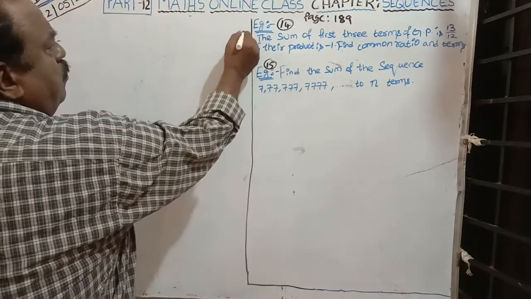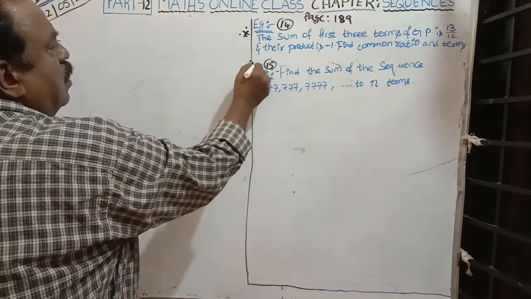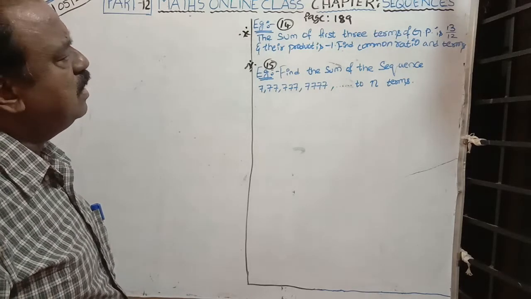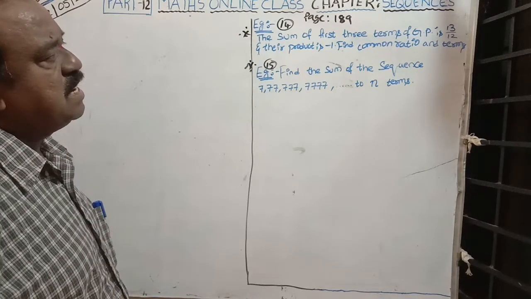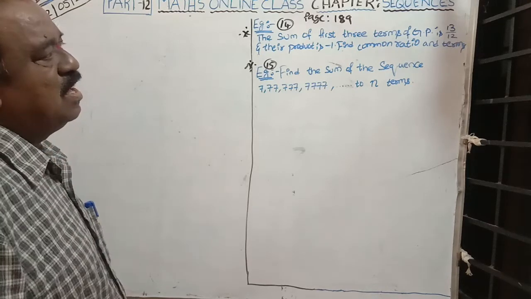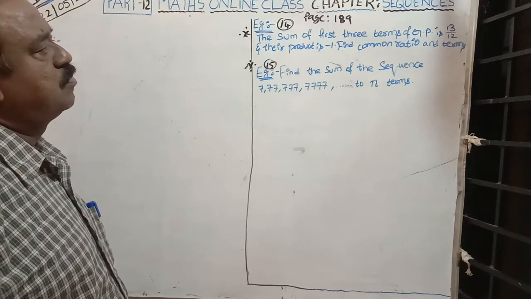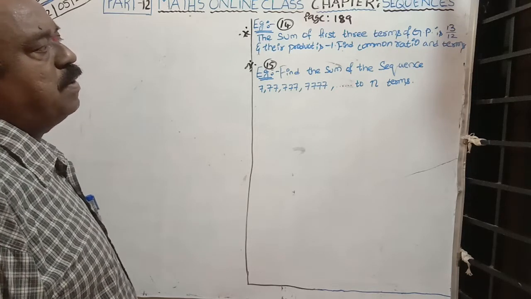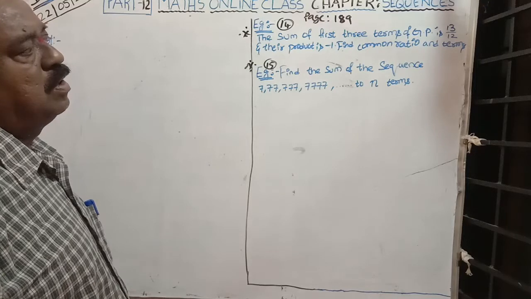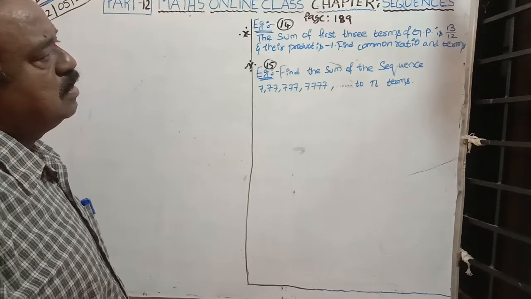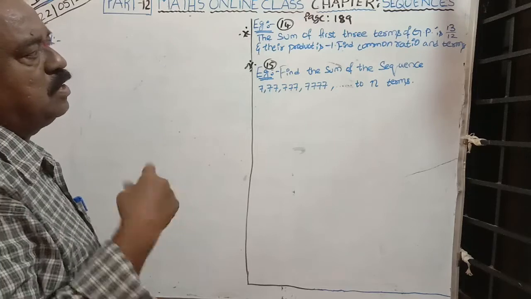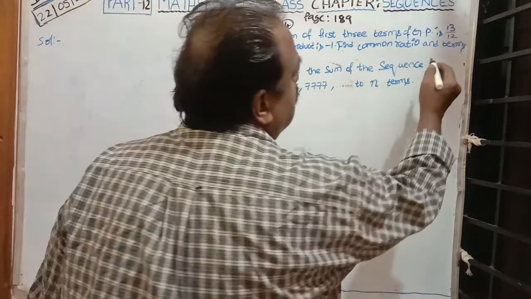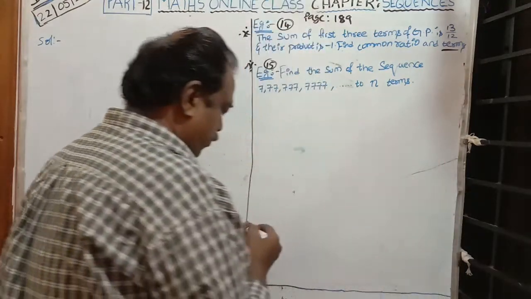One is the 14th example, page number 189. The sum of the first 3 terms of a GP is 13 by 12 and their product is minus 1. Then find the common ratio and the first term.